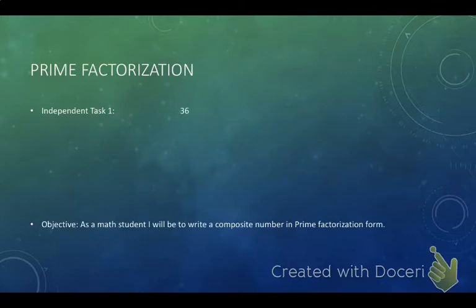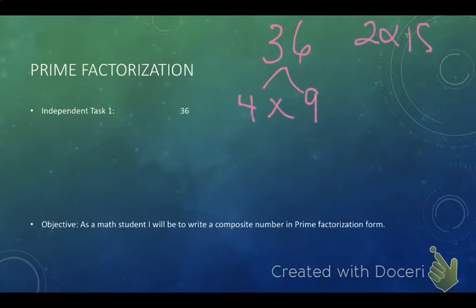All right. Here we go again, ladies and gentlemen. Let's find out what you got. 36. Again, you can use any combination of numbers that you want. I'm going to pick 4 times 9. You could have 2 times 18. You could have 3 times 12. 6 times 6, any combination that equals 36.